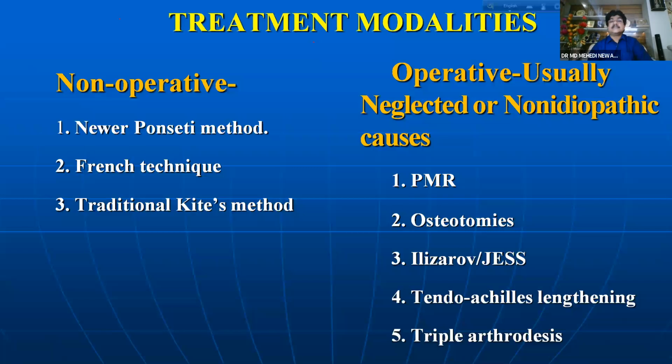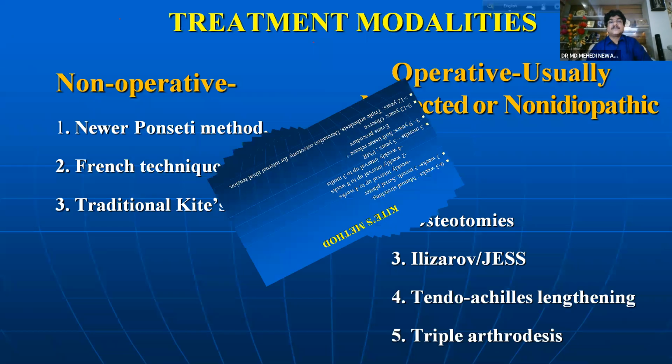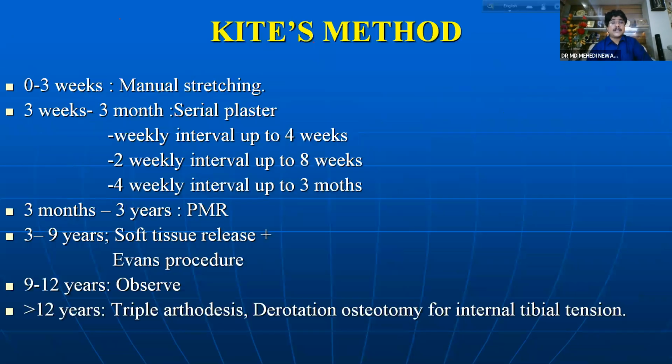Treatment modalities. In case of non-idiopathic clubfoot, many times there is no need for surgery, but non-operative treatments: the newer Ponseti method, the French physiotherapy technique, and the traditional Kite method, which we did earlier. For operative treatment, if it is neglected or non-idiopathic, we can do PMR, osteotomies, Ilizarov, very important, tendo-Achilles lengthening, and triple arthrodesis. And this is the Kite method. It is completely obsolete now.